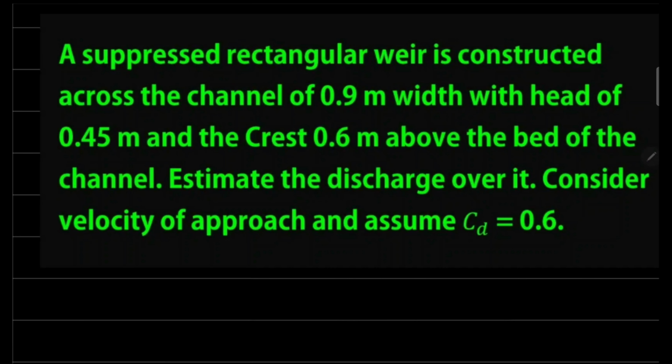So the next problem is related to the suppressed rectangular weir, where the velocity of approach will be considered for the estimation of the discharge. So the problem says that a suppressed rectangular weir is constructed across a channel of 0.9 meter width with a head of 0.45 meter, and the crest is 0.6 meter above the bed of the channel. So estimate the discharge over it considering the velocity of approach and CD value of 0.6. So let's go for the solution of this problem.